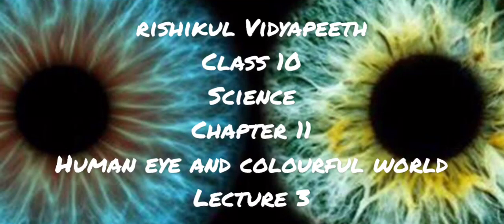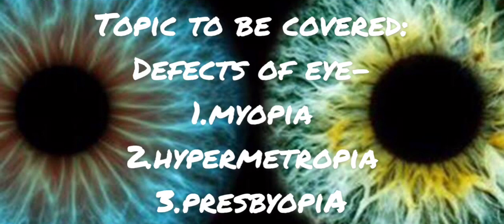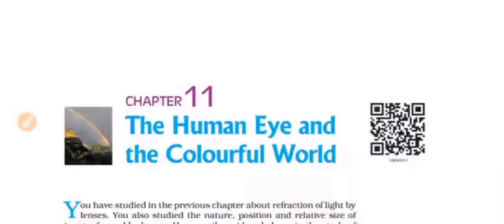Hello everyone, welcome to lecture number 3 of chapter 11, Human Eye and the Colorful World. In this lecture we will learn about the defects of the eye, and 3 defects we will learn here: myopia, hypermetropia and presbyopia. I hope you are understanding the chapter well.